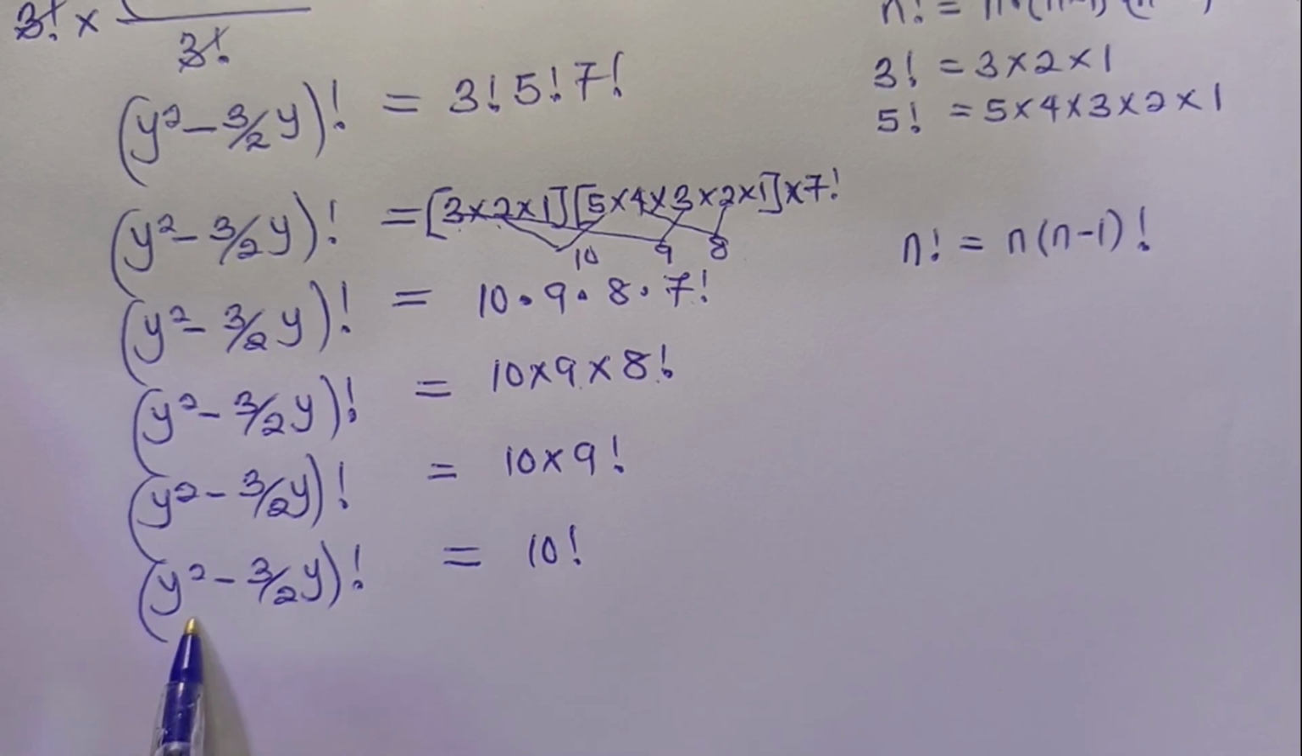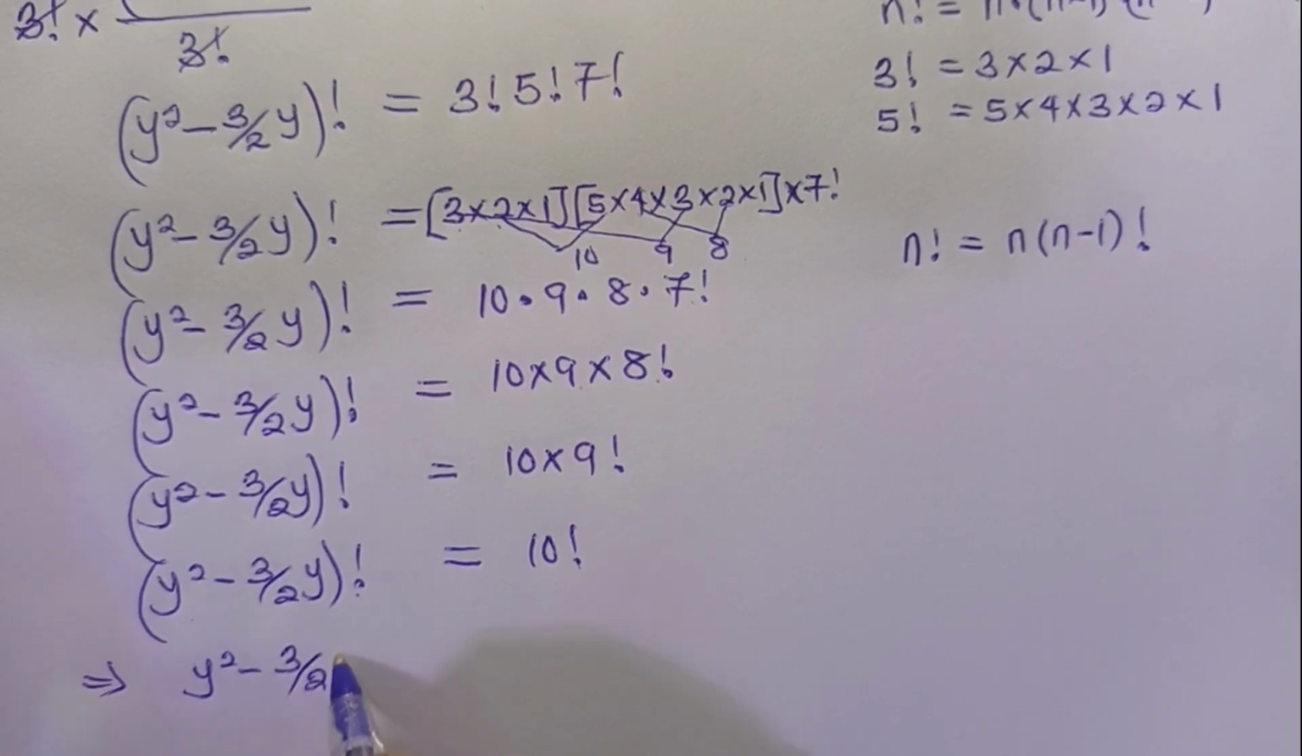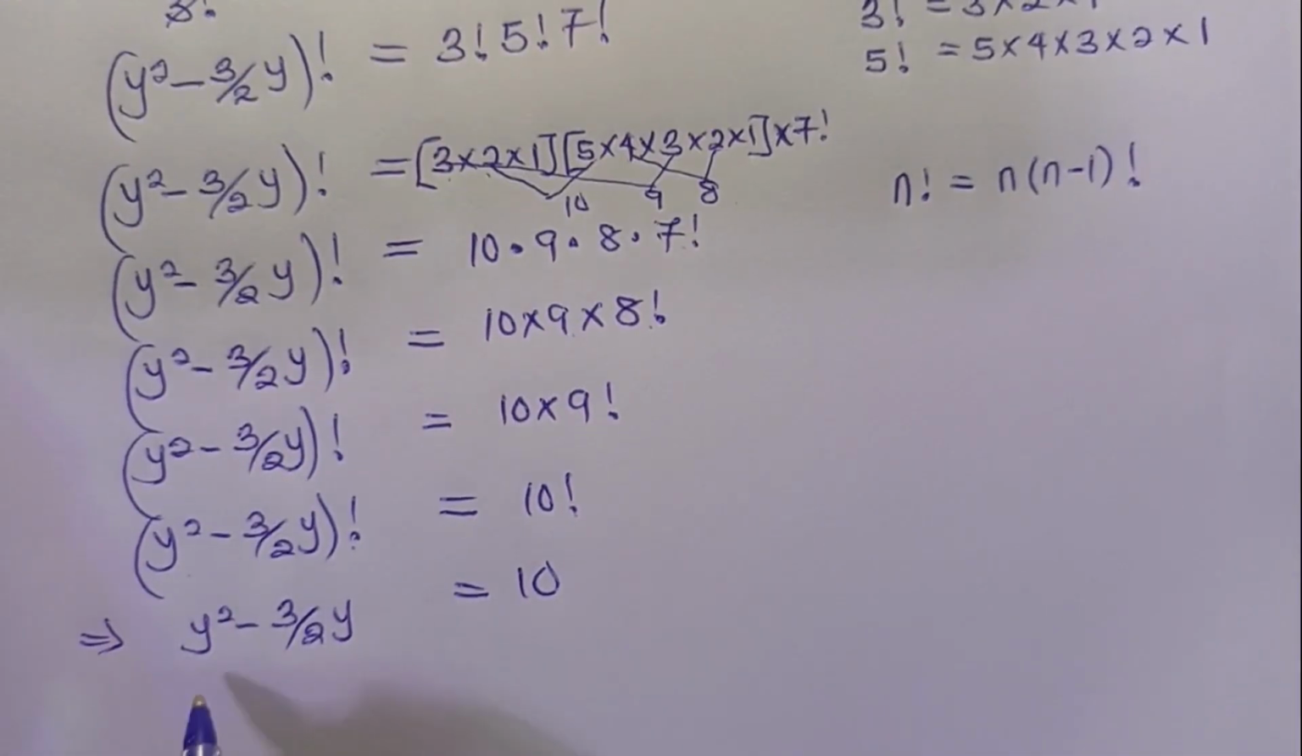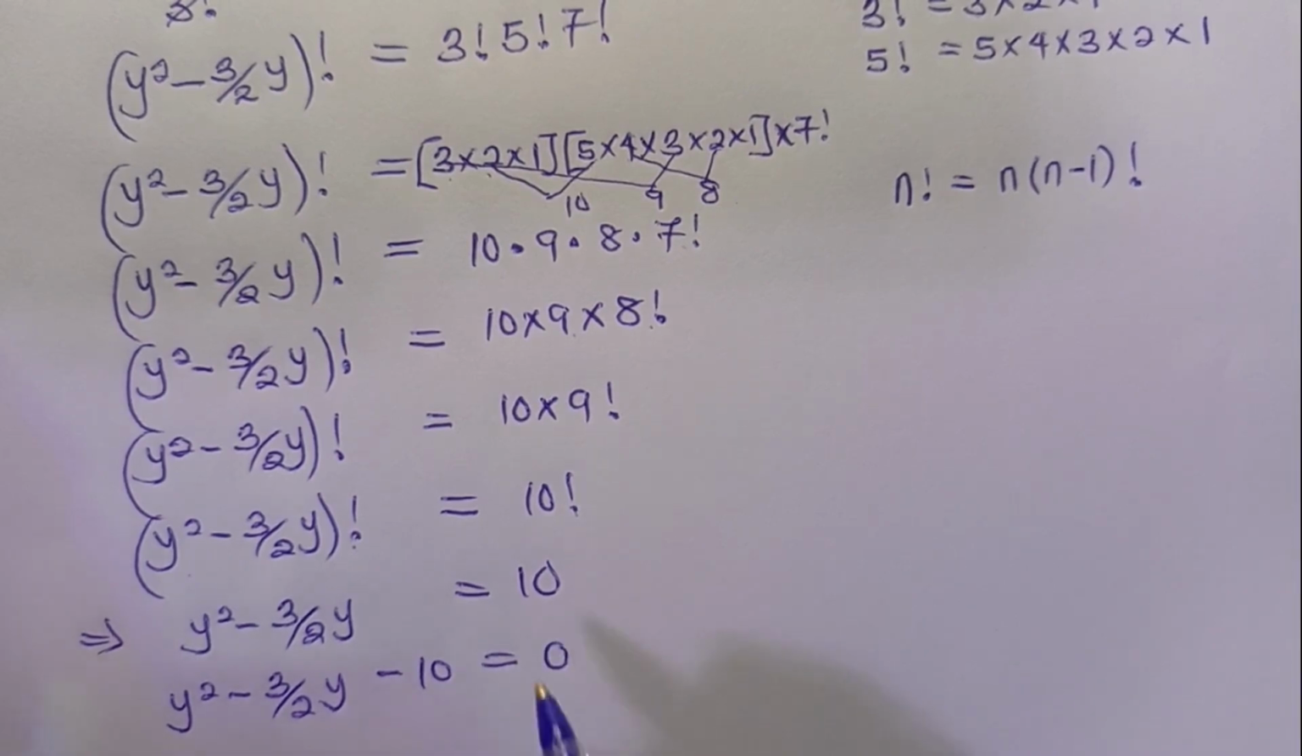We now compare the left hand side to the right hand side. The factorials are here, so we can now compare the brackets and the 10. This implies that y² − 3/2 y equals 10. We now ignore the factorial. Good. So we have this equation. We can rewrite this as y² − 3/2 y − 10 equals 0.